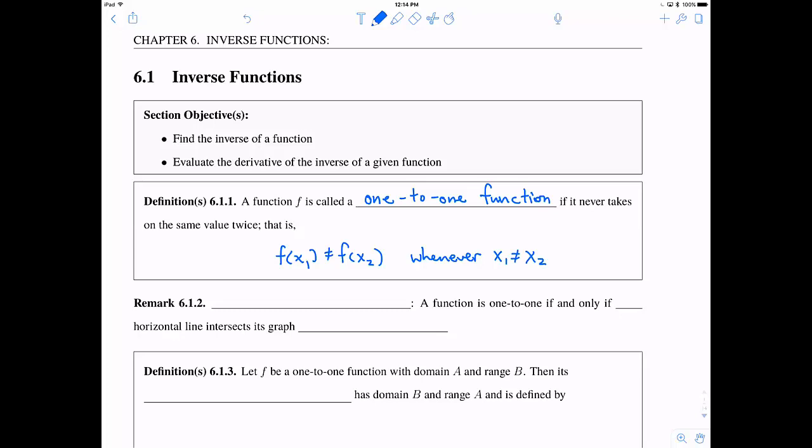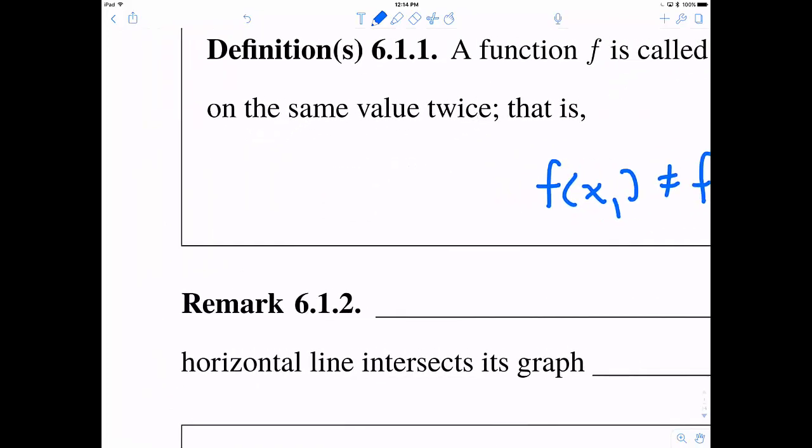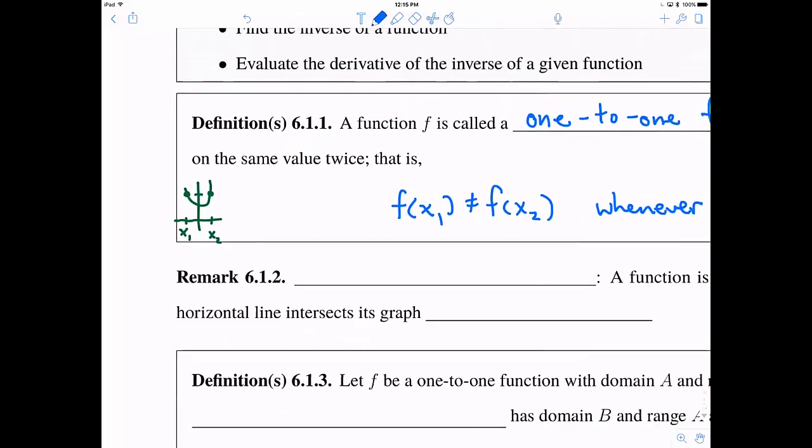Let's draw a quick picture over here. I'm going to draw the function x squared, and the claim is that this is not a one-to-one function. That means I can find two different values, x1 and x2, that output the same f value. So they have the same height, and yet x1 and x2 are different, right? These obviously are not the same values. One's negative, one's positive.